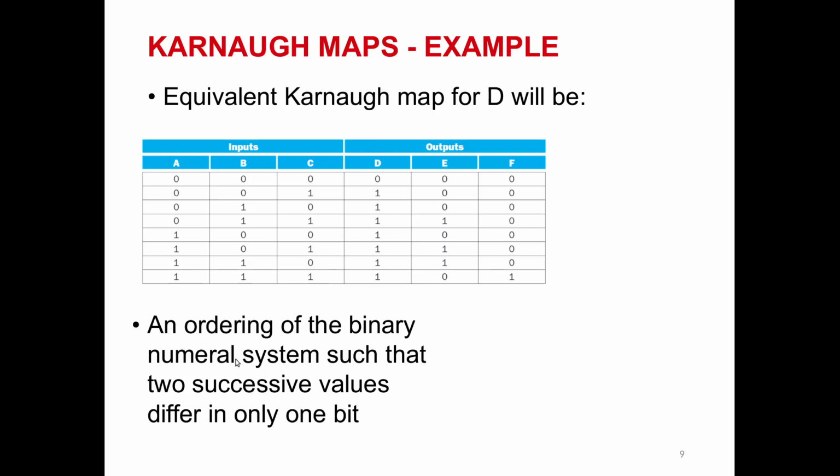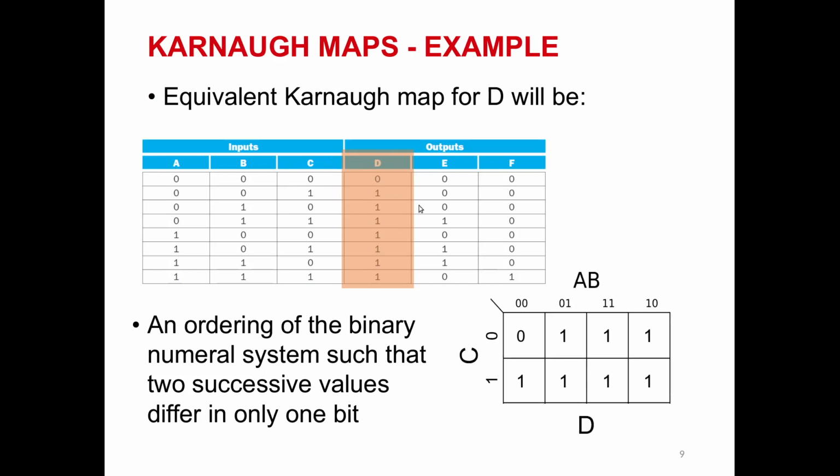For example, if we look at the output D, we will show the Karnaugh map for output D by the inputs A, B, and C. We will group inputs A and B together, and so 4 columns will be available here with the 4 possibilities of A, B: 0 0, 0 1, 1 1, and 1 0. A rule here is that from each column to the next, only 1 bit will be changed.